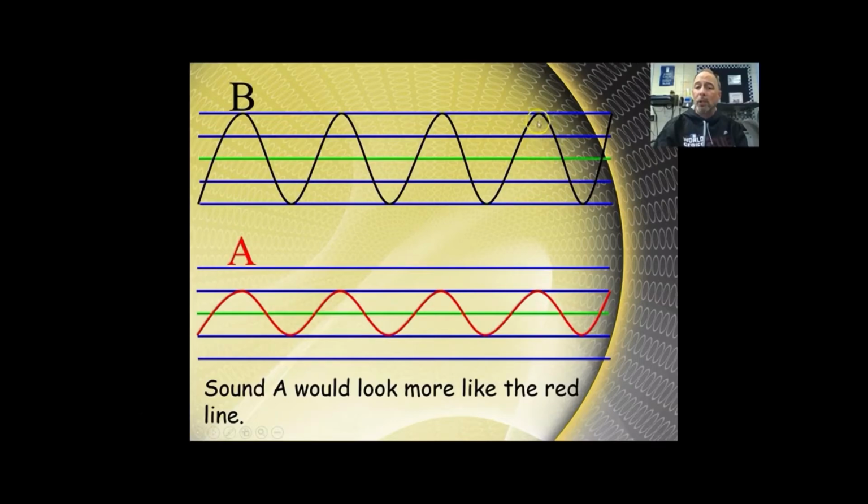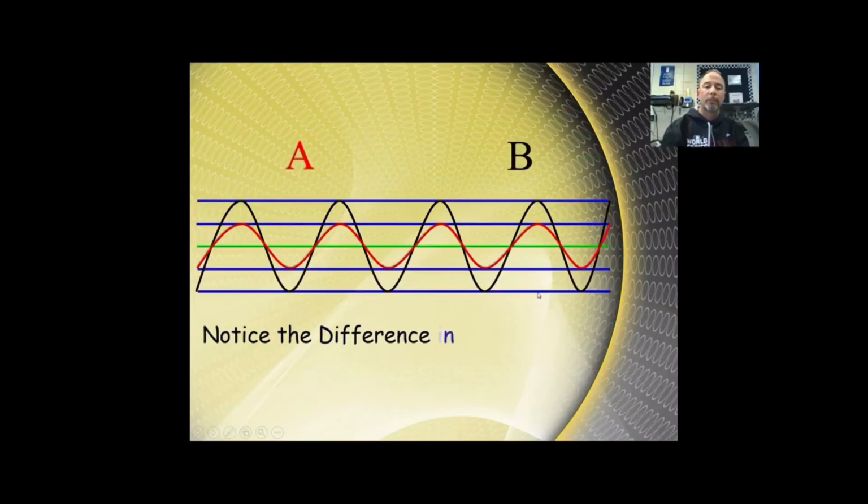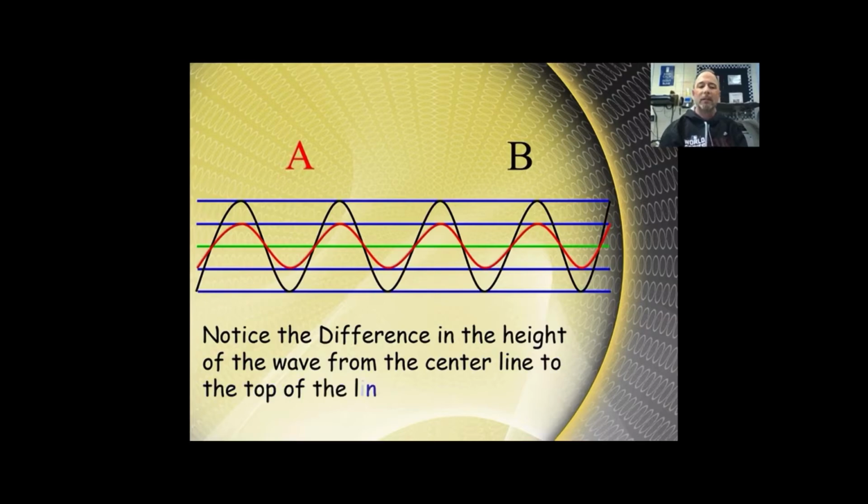Sound B is going 2 full bars up, whereas sound A is just going 1 bar up. Make sense? Sure it does. Notice the difference in the heights of the wave from the center to the top, or from the crest, right? A, big. B, not so much.